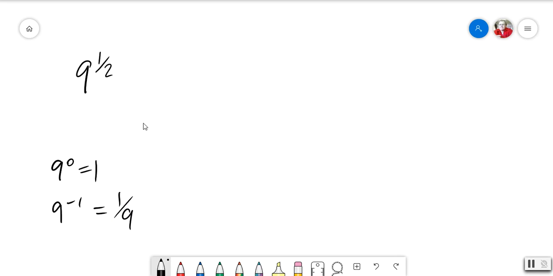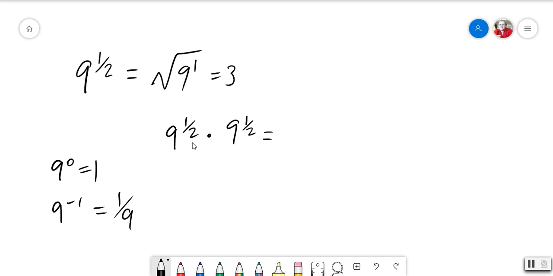A fractional exponent just means a root, where the numerator is the exponent and the denominator is the index, except we don't normally write the index of 2 with square roots, so I remove that. And that, of course, is 3. The logic of how you could do this is 9 to the 1/2. This is how you would demonstrate that this works. 9 to the 1/2 times 9 to the 1/2 equals what? Well, the rule is you just add exponents.